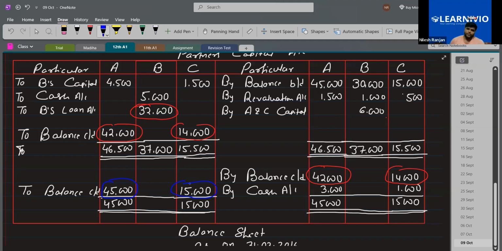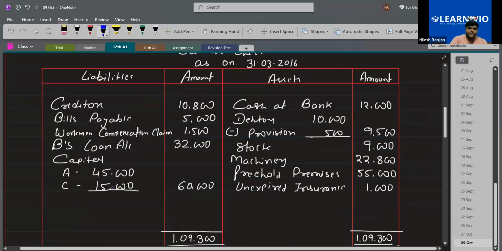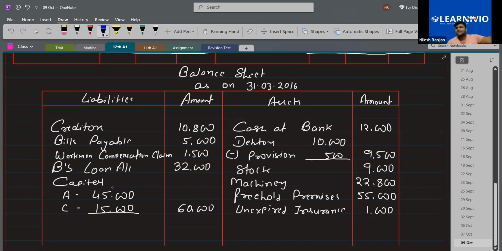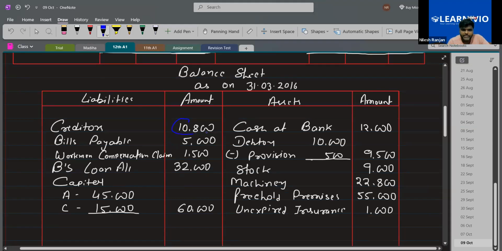No, sir. Okay. After that, there is the balance sheet. In the balance sheet, there are certain items which have changed now, and there are certain items which are the same as the previous amount. So creditors are the same, 10,800. Bills payable is also the same. Stock is the same. What has changed now?